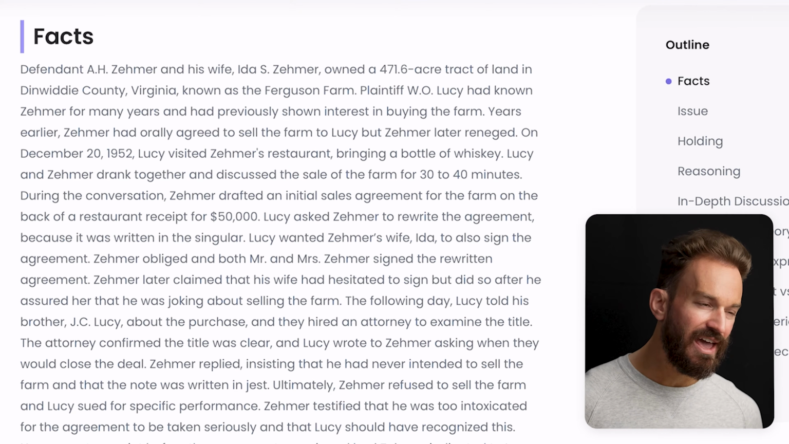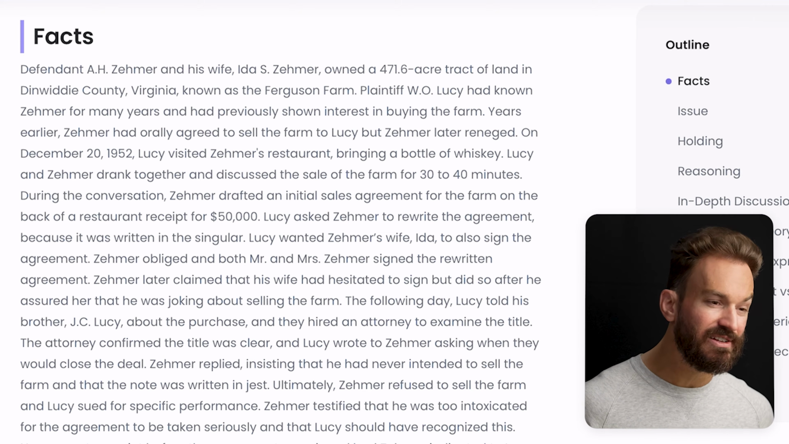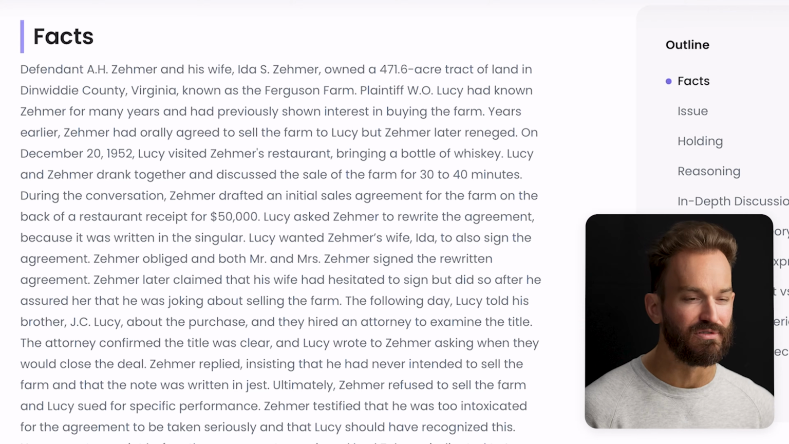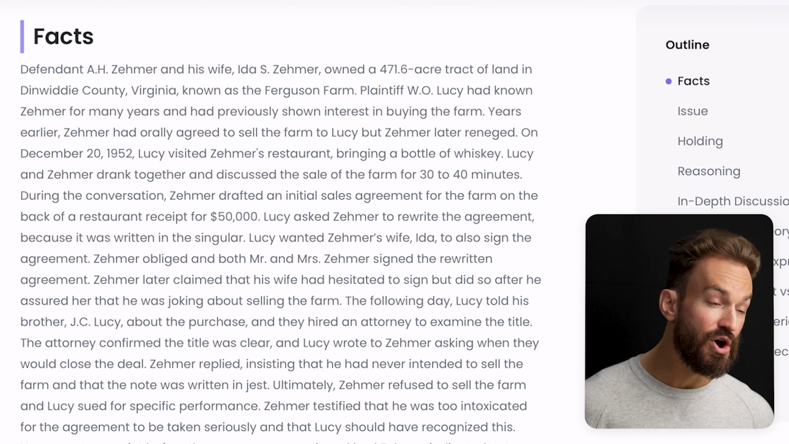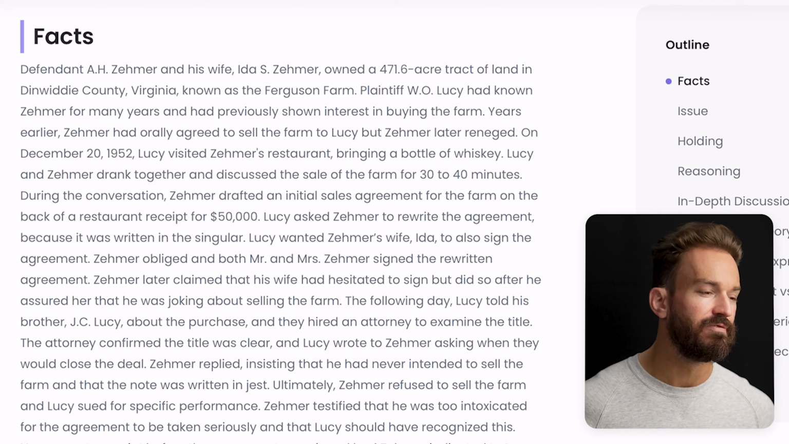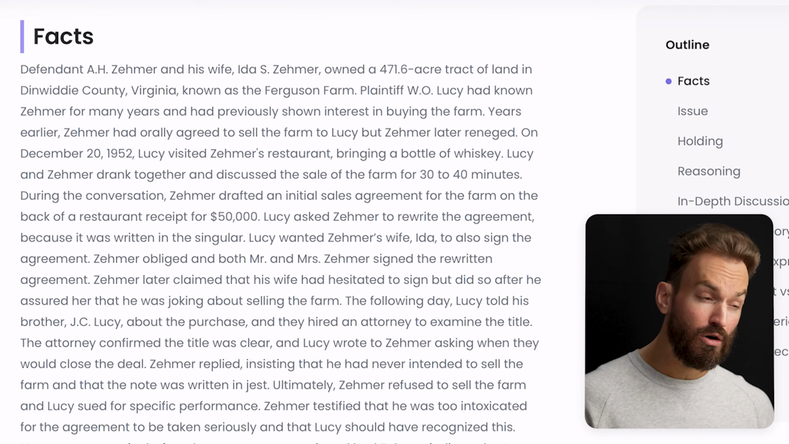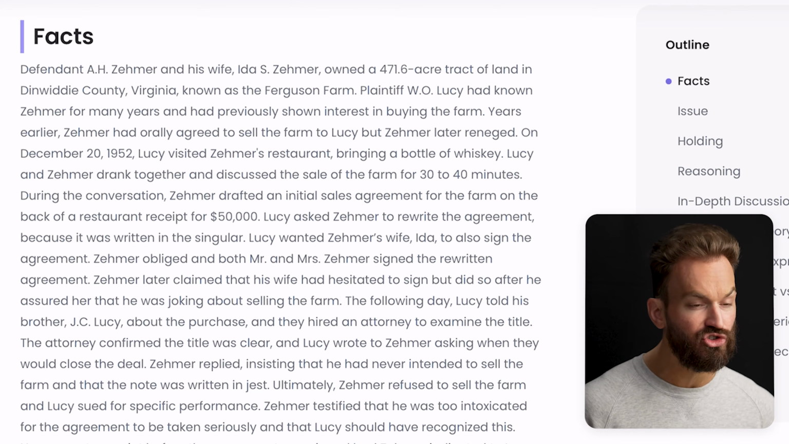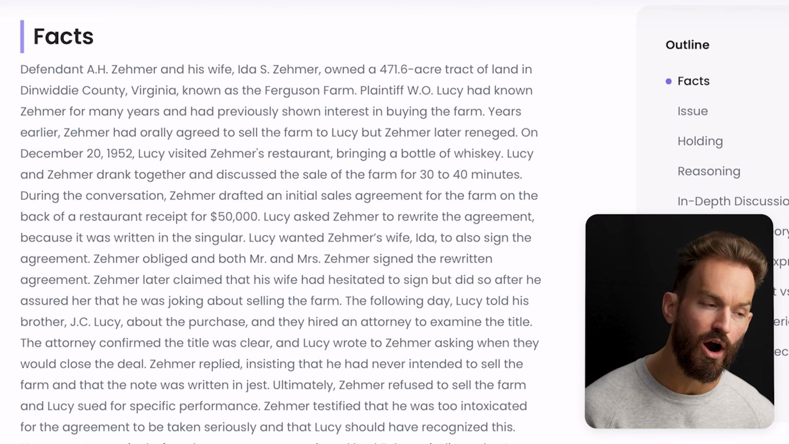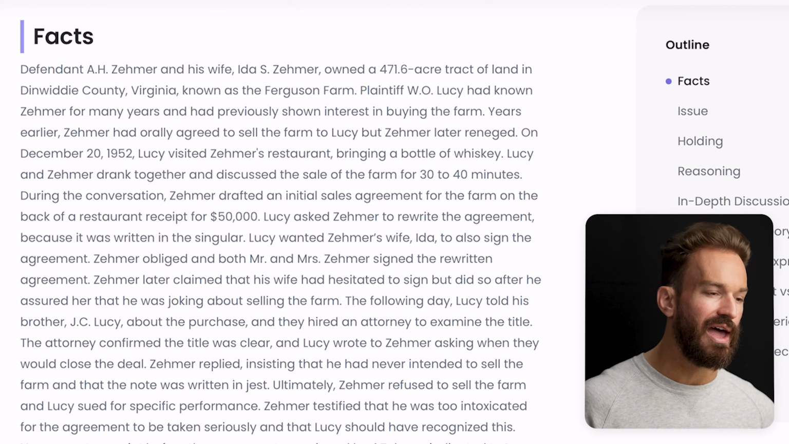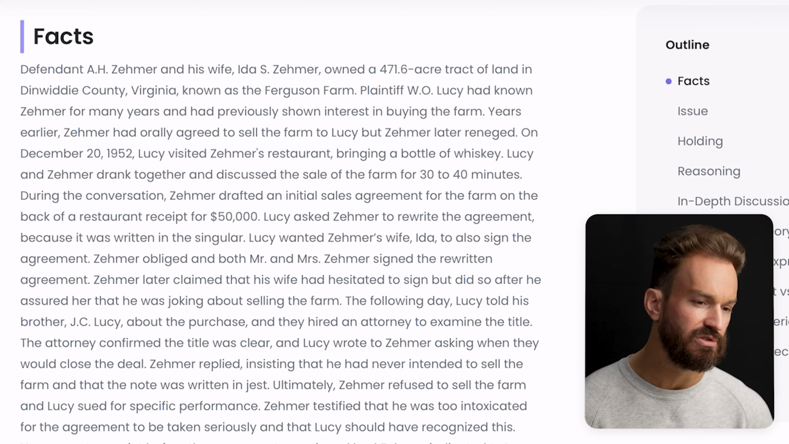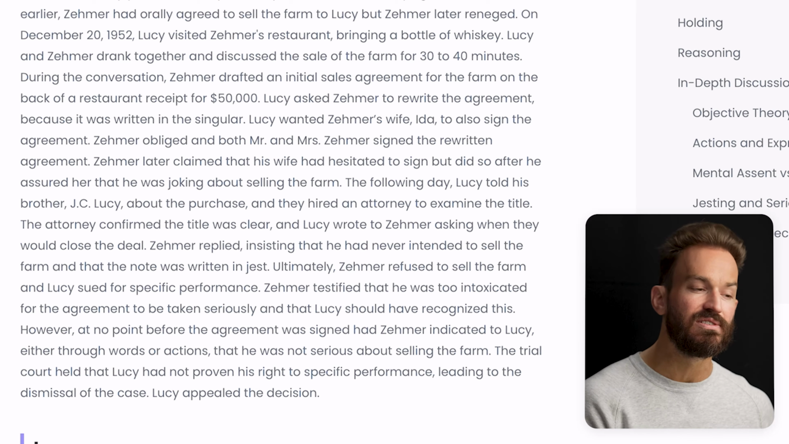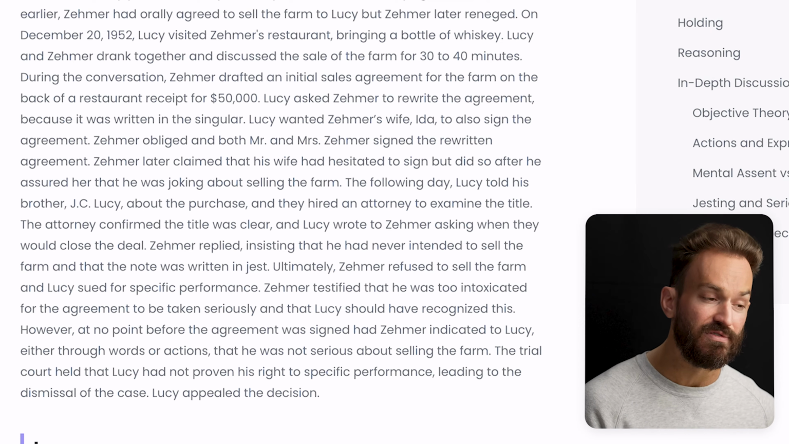Defendant A.H. Zehmer and his wife Ida Zehmer owned a 471.6 acre tract of land in Virginia known as the Ferguson Farm. Plaintiff W.O. Lucy had known Zehmer for many years and had previously shown interest in buying the farm. Years earlier, Zehmer had orally agreed to sell the farm to Lucy, but Zehmer later backs out of that deal, which takes us to December 20, 1952.